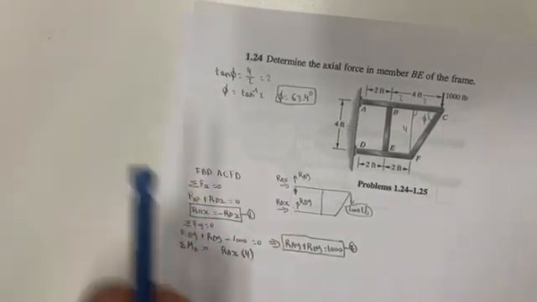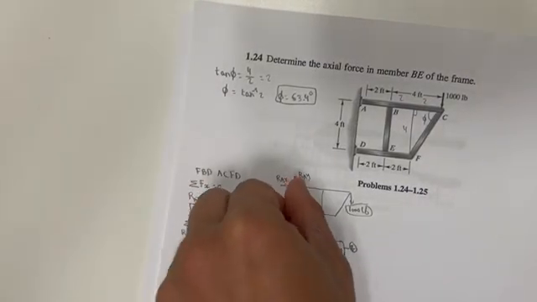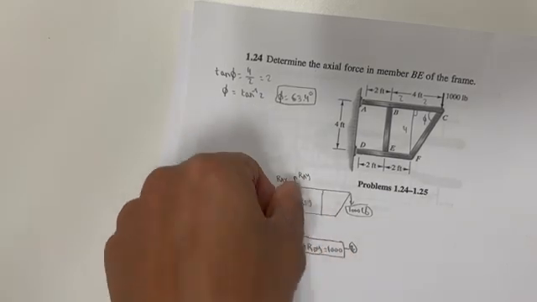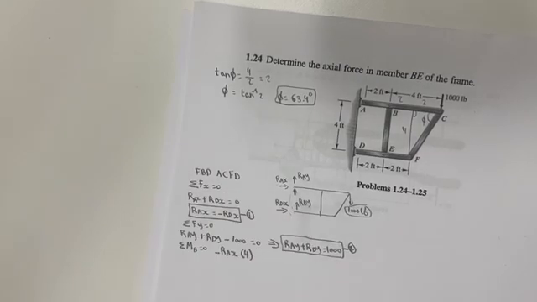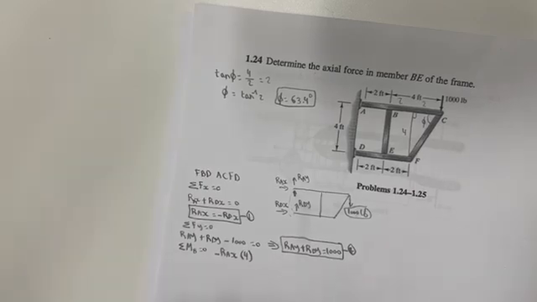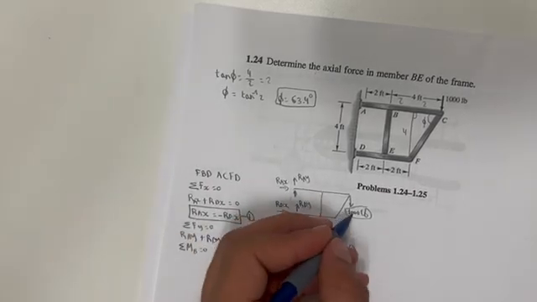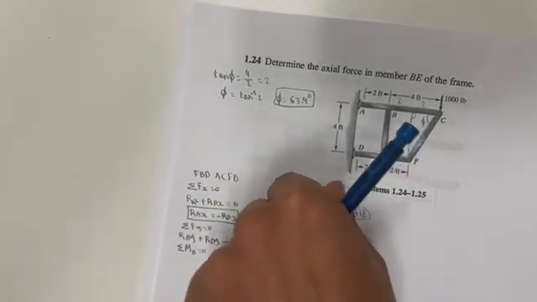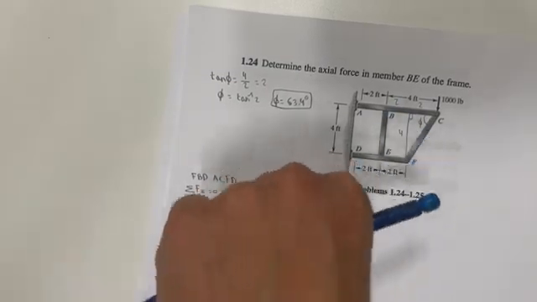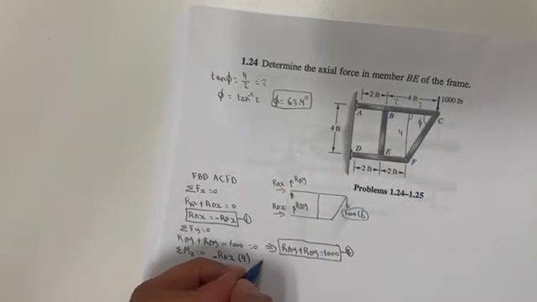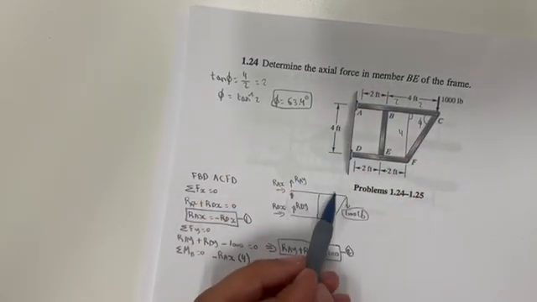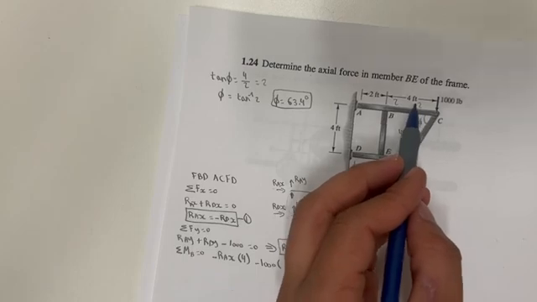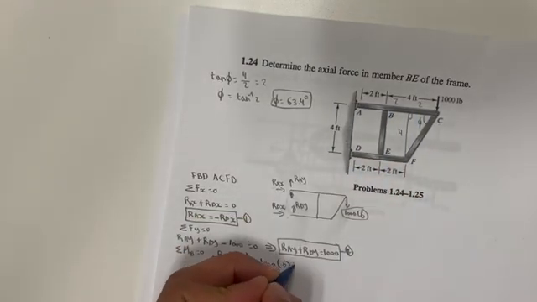Why do we make RAX that way? That is clockwise, so this one is negative RAX. I always consider clockwise negative and anti-clockwise positive. Here also the weight, 1000 lb, is clockwise, so minus 1000 multiplied by this distance, which is 4 plus 2, 6, equals 0.